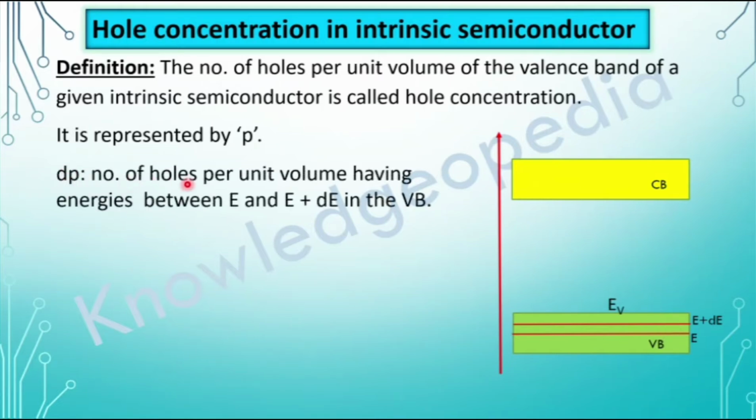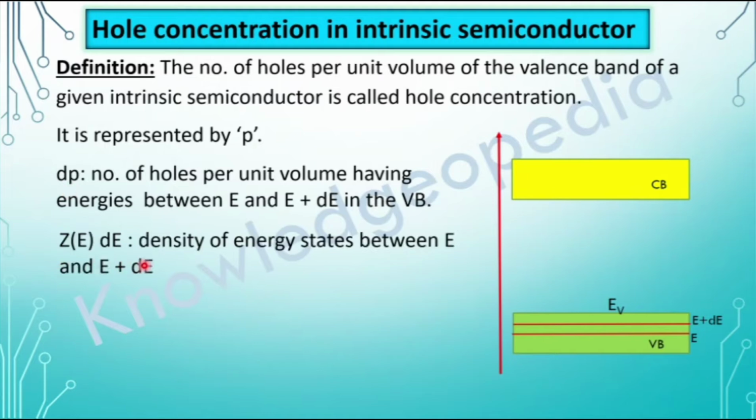So dP is the number of holes per unit volume having energies between E and E plus dE, and it is in the valence band because we are calculating the hole concentration and holes are always present within the valence band. First we will calculate this small amount of holes available between energy E and E plus dE. Then we will integrate that to obtain the hole concentration. In order to calculate dP, let us calculate two quantities: the density of states and the probability of holes.